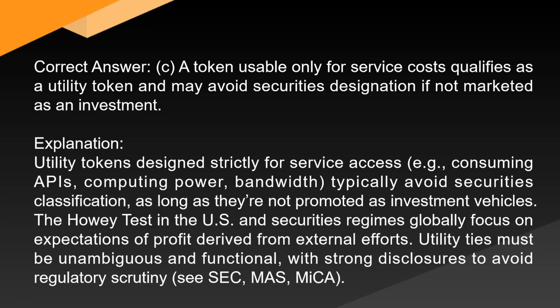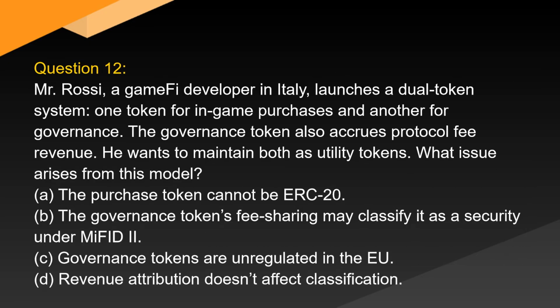Explanation. Utility tokens designed strictly for service access, e.g., consuming APIs, computing power, bandwidth, typically avoid securities classification, as long as they're not promoted as investment vehicles. The Howey test in the U.S. and securities regimes globally focus on expectations of profit derived from external efforts. Utility ties must be unambiguous and functional, with strong disclosures to avoid regulatory scrutiny. See SEC, MAS, MiCA.